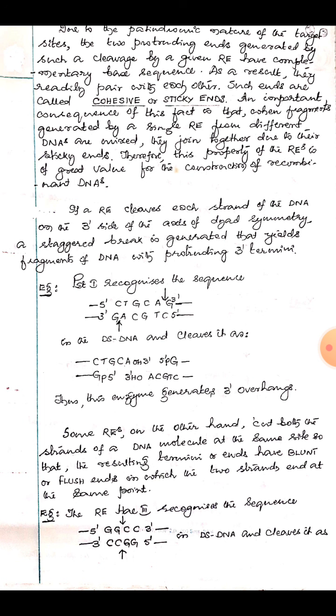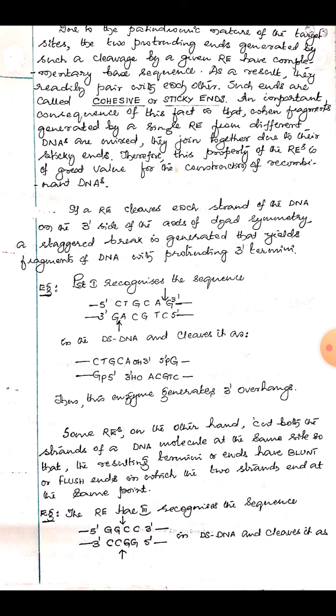Then, let me tell you one more case where there are a few restriction endonucleases which cut both the strands of a DNA molecule at the same site. No staggered ends are produced. They cut at the same site so that the resulting termini or ends are blunt ends or flush ends, in which the strands are cut at the same point, like the way you cut a cake.